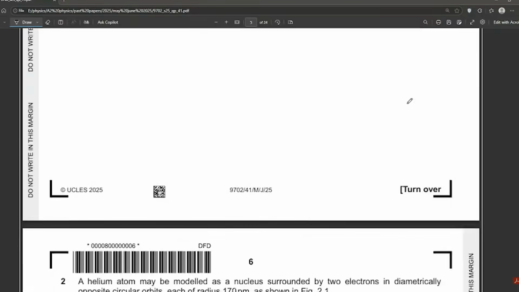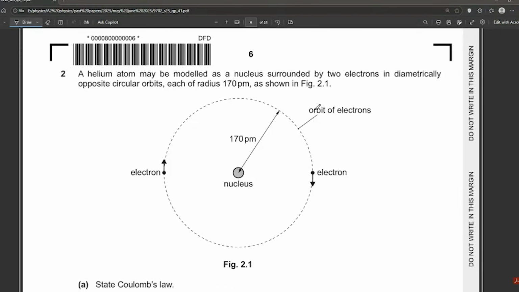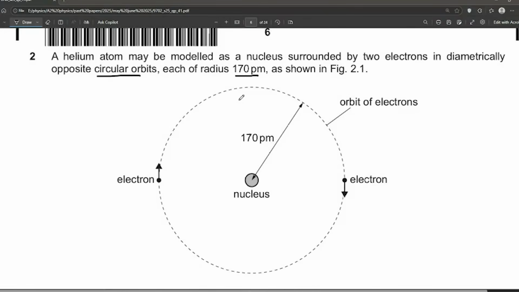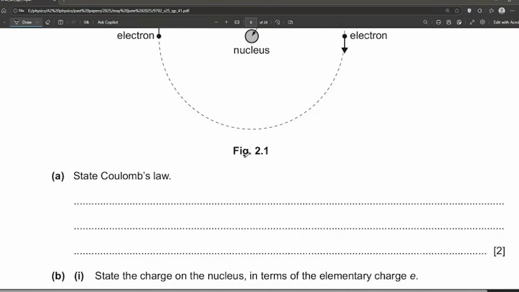Let's further move ahead. A helium atom may be modeled as a nucleus surrounded by two electrons in diametrically opposite circular orbits, each of a radius 170 picometers. This small p means 10 to the power negative 12. Okay. State Coulomb's law. Now this is honestly very easy.